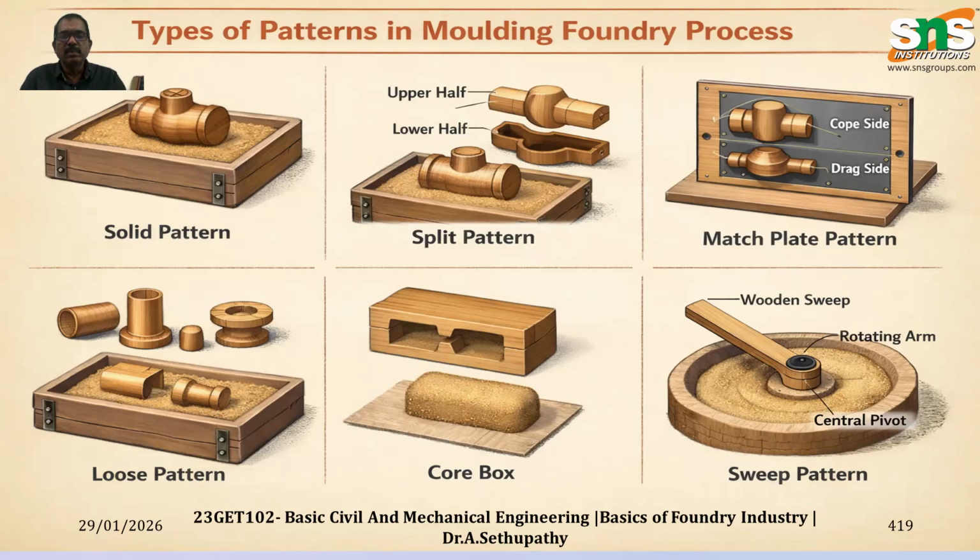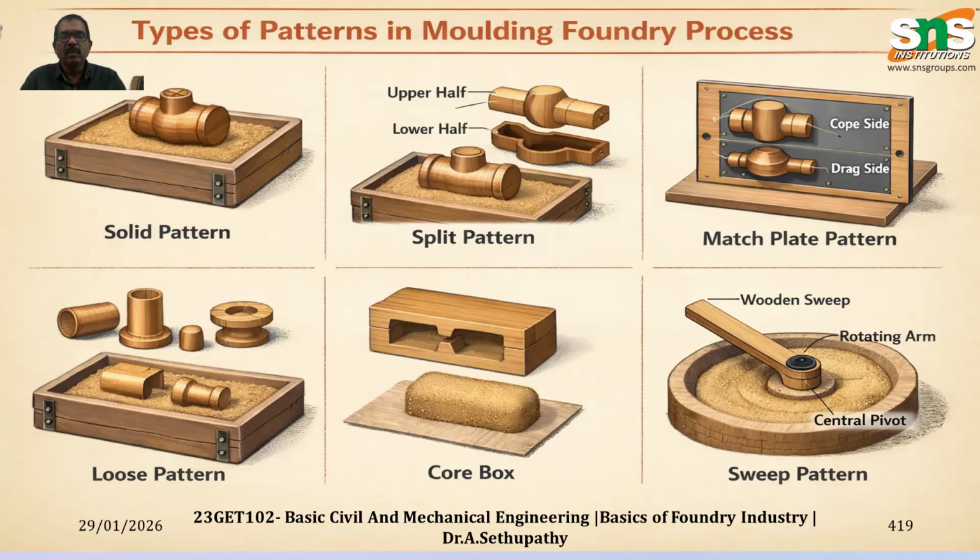Another one is the loose piece pattern. Here a part is dismantled into several pieces. Each piece is made as a small pattern and fixed in the molding box to make the mold. That is called a loose pattern. In a loose pattern we use several different small patterns in the same molding box.